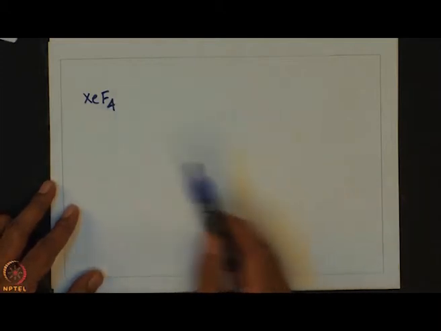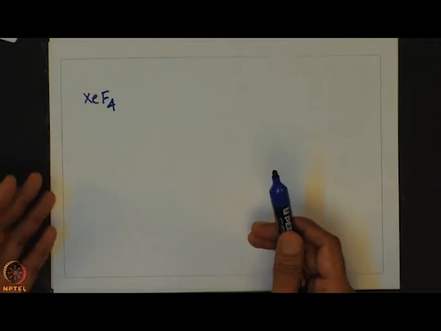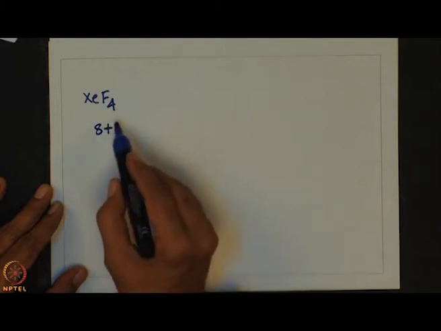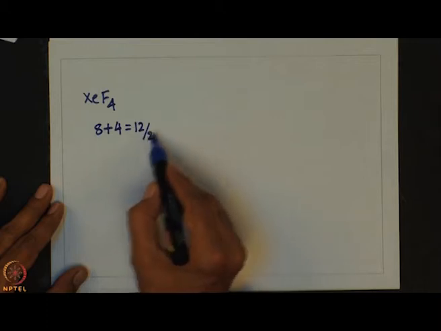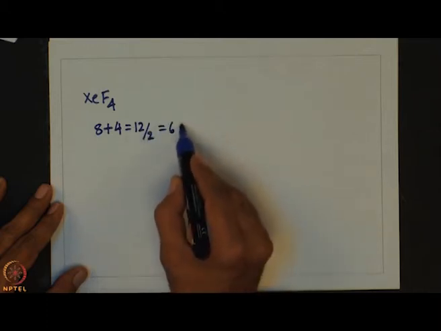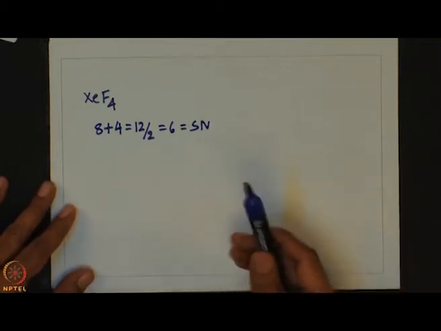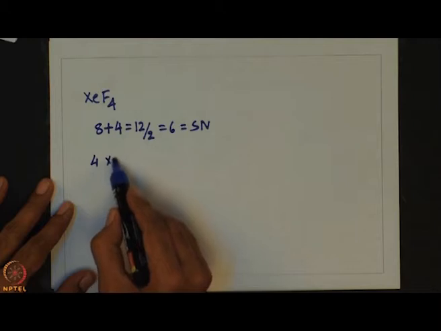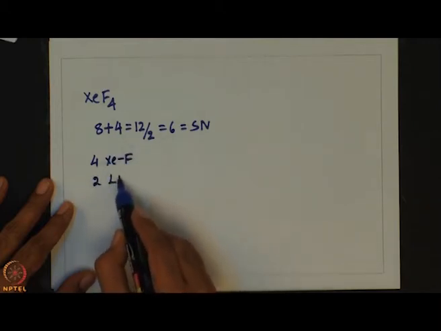So in case of XeF4, again 5s2 5p6 is the electronic configuration of xenon. So we have 8 electrons, plus 4 fluorine atoms are giving 4 electrons. So we have a total of 12 electrons. That is equal to 6, which will be its steric number. In this one we have 2 lone pairs and 4 bonded pairs, because we have 4 Xe-F bonds and 2 lone pairs will be there.